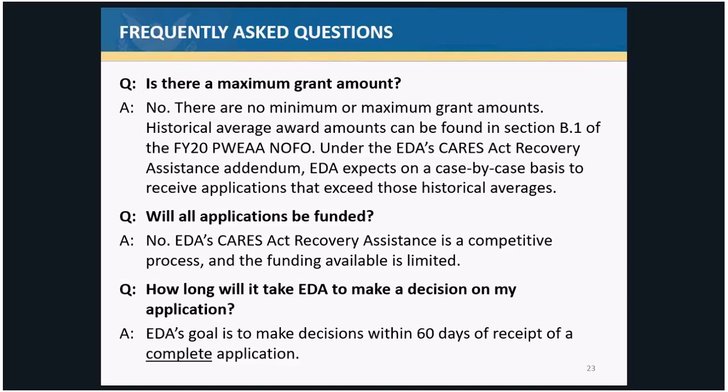Will all the applications that EDA receives be funded? No, EDA's CARES Act recovery assistance is a competitive process, and the funding available is limited, and EDA anticipates that the demand for the funding will be greater than the funding available. How long will it take EDA to make a decision on my application? EDA's goal is to make decisions within 60 days of receipt of a complete application. That's a goal, so it could conceivably take longer or ideally less time than that. But again, EDA's goal is to make a decision within 60 days of receipt.